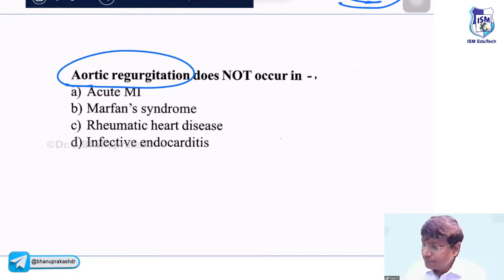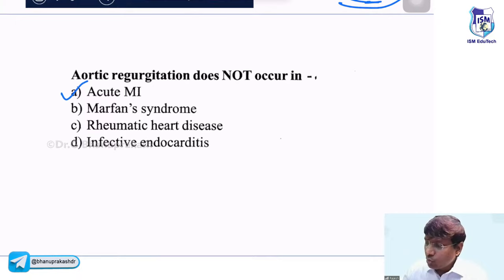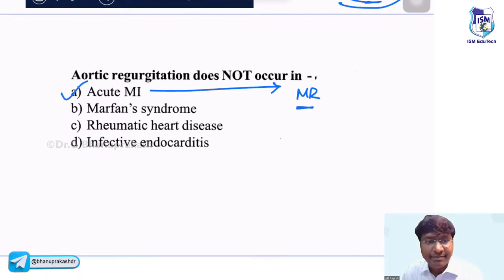In acute myocardial infarction, the valvular heart disease that you can observe is MR. Why MR? That is because of rupture of the papillary muscles. Whereas in Marfan's, rheumatic heart disease and infective endocarditis, you can have AR, aortic regurgitation.